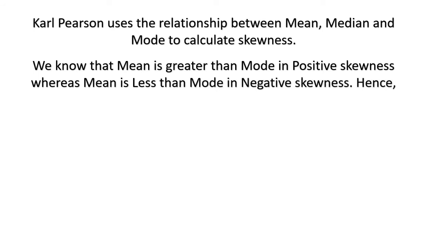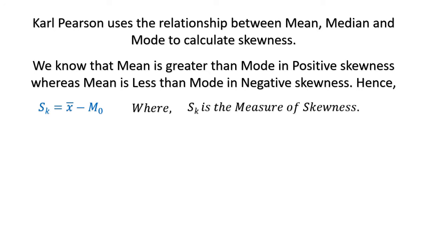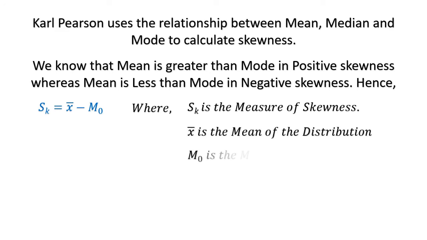Therefore, keeping that concept in mind, the method of skewness by Karl Pearson is very simple: x bar minus mode. If the skewness is positive, then mean will be greater and our answer will be positive. If skewness is negative, then mean will be less than mode and our answer will be negative. That means simply using x bar minus mode, we can get the type of skewness and their relationship. Sk here is the symbol of skewness, x bar is the mean of the distribution, and M0 or Mo is the mode of the distribution.